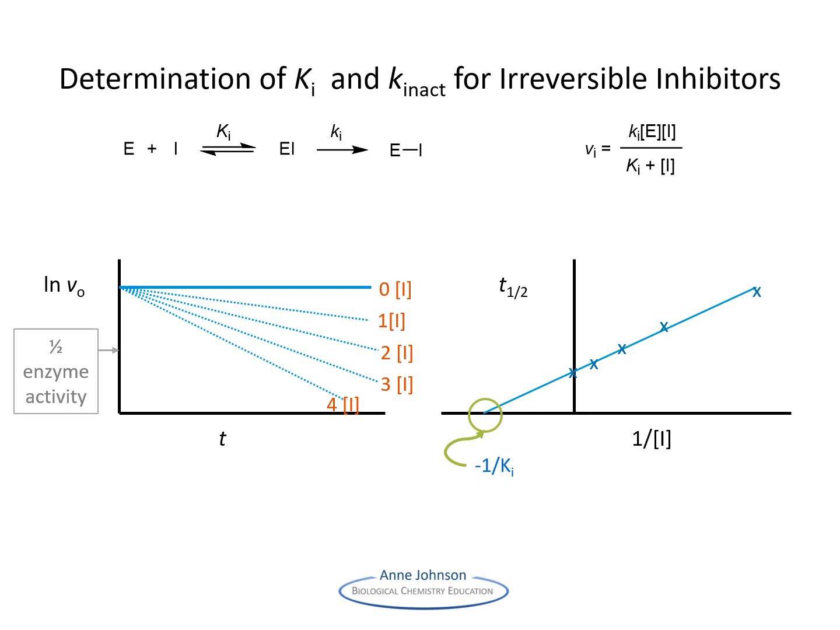This represents the inhibitor concentration that will give half the maximum inhibition. We can determine the inactivation rate constant from the y-intercept, which is ln 2 over Kinact. This value is the maximum rate of inactivation.